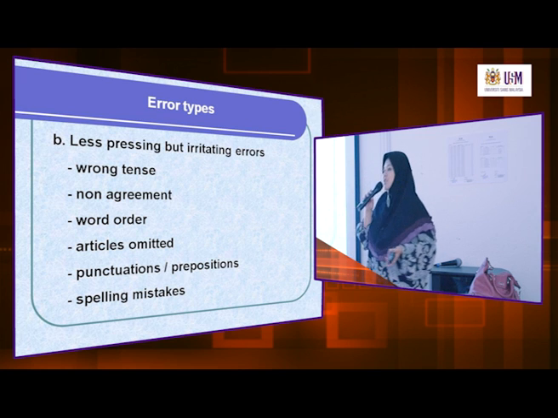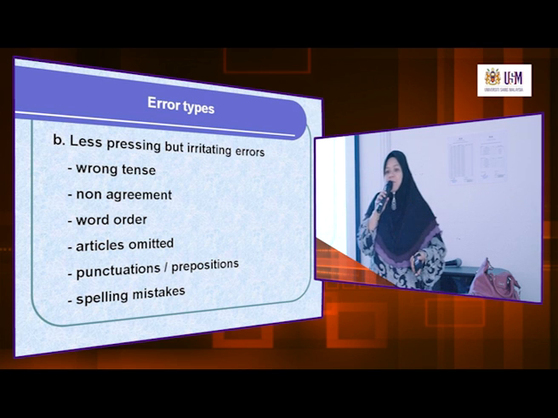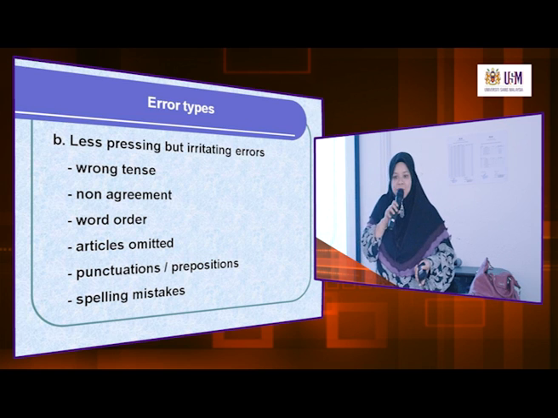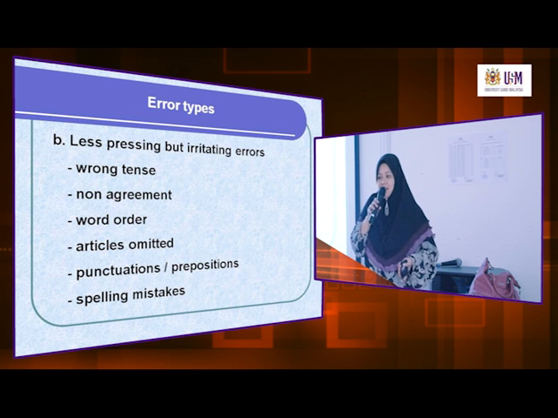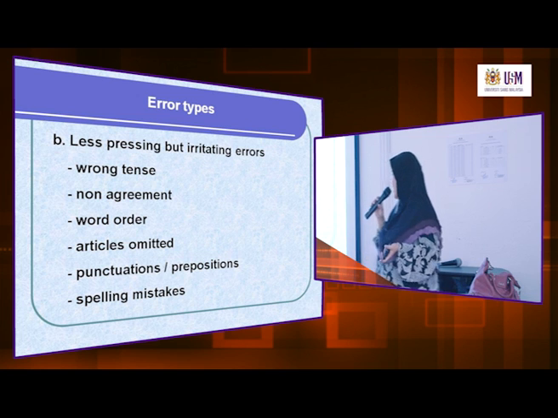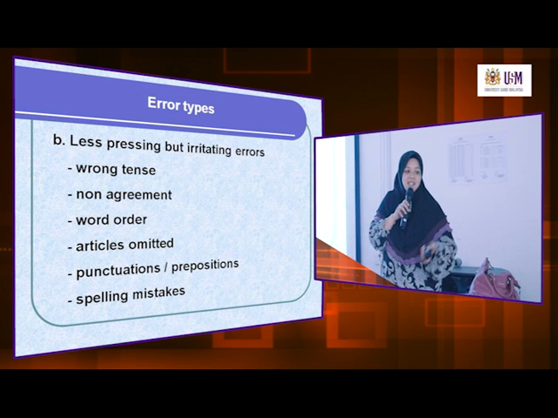Articles omitted. Punctuations. Instead of a question mark, you put an exclamation mark. So a question or a request becomes an order, isn't it? There is a big difference between an exclamation and a question mark. Can I go? Can I go! Can I go and can I go are two different things, isn't it? And spelling mistakes. Two G's become one G, for example.